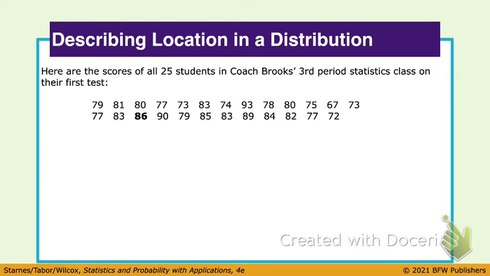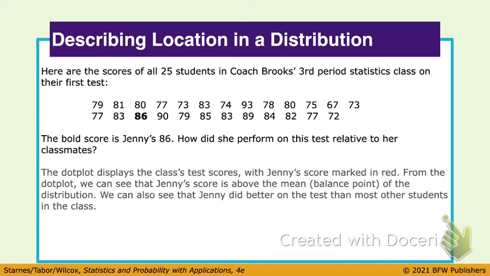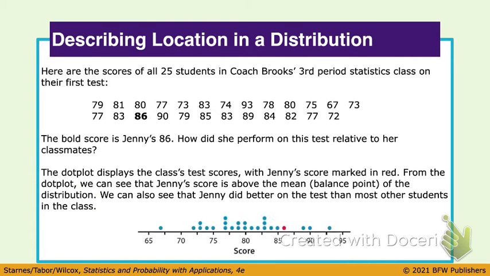So here are the scores of all 25 students in Coach Brooks' third period statistics class on their first test. The bold score is Jenny's 86. How did she perform on this test relative to her classmates? What we'll do is take this data and make a dot plot. The dot plot displays the class's test scores and Jenny's score marked in red.